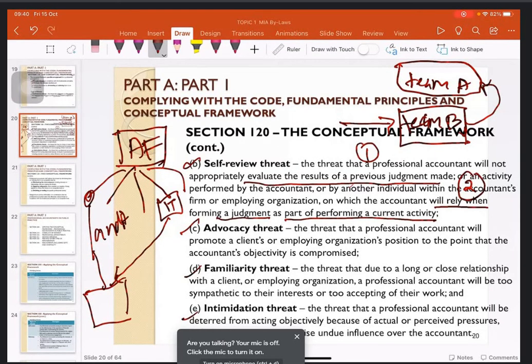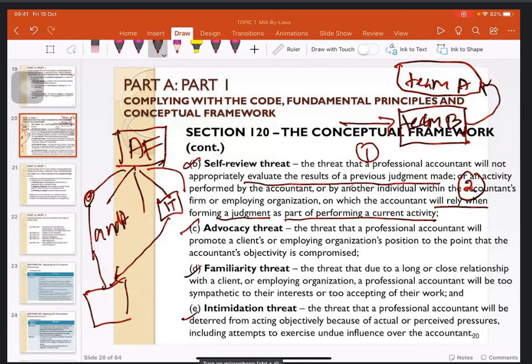Faham, madam. Faham ya? Ataupun kalau macam small audit firm, yang biasa berlaku dekat small audit firm adalah your kawan you provide accounting services dan you akan audit dia punya financial statement. Okay, that one adalah self-review threat juga.